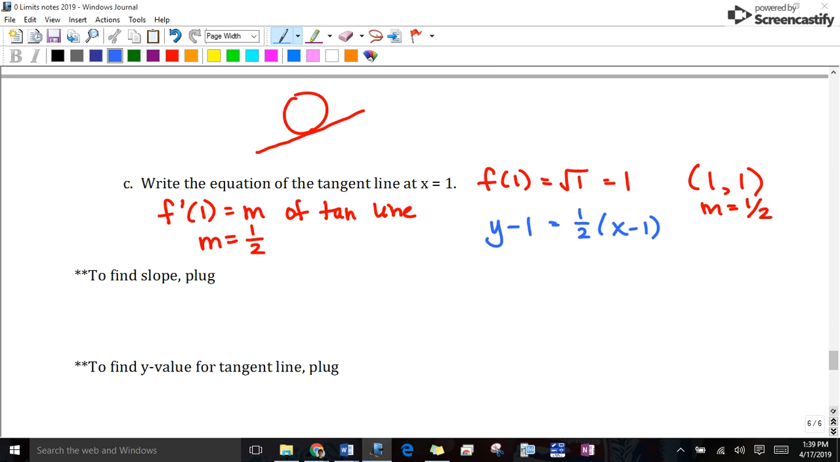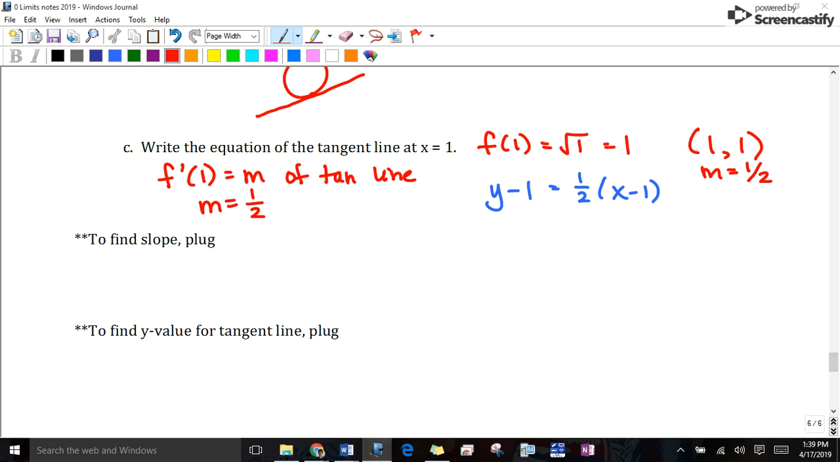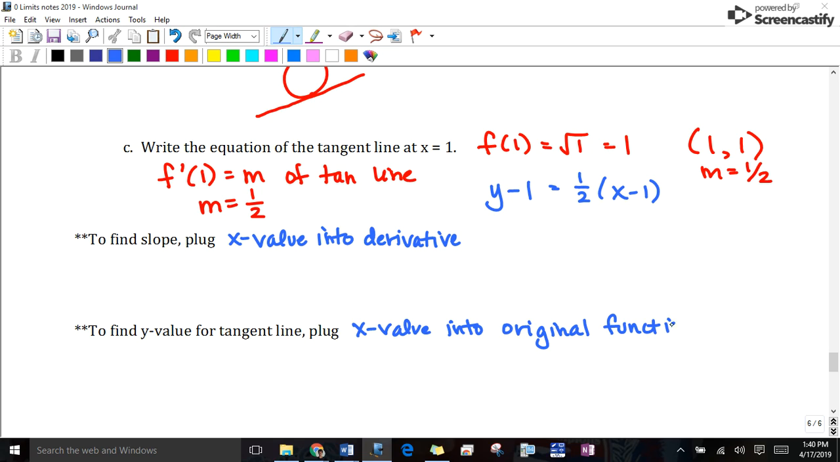So just a shortcut. To find the slope, we're going to plug the x value into the derivative. Okay, to find the y value for that tangent line, we plug the x value into the original function. Okay, so I use the original function to find a y value. I use the derivative to find the slope. And that is your introduction to calculus.